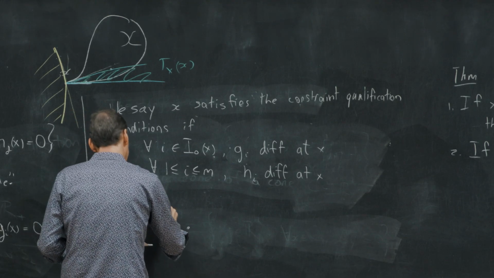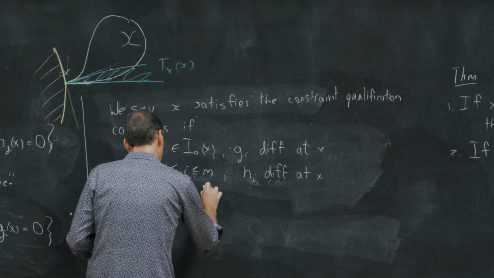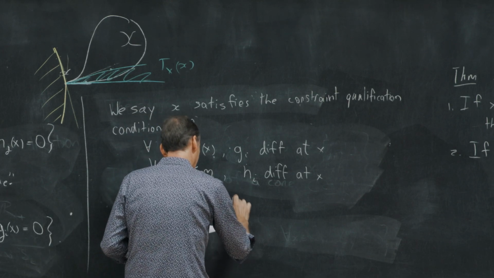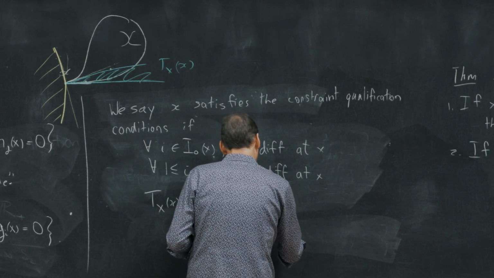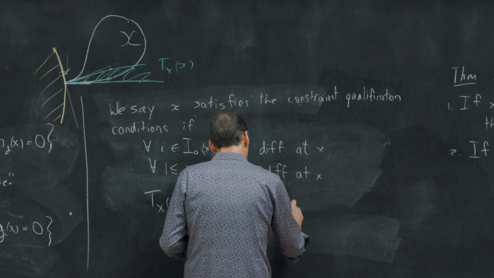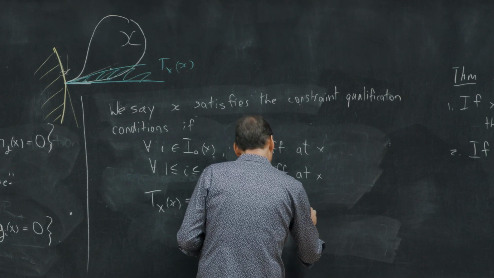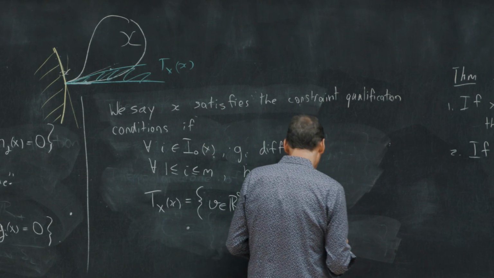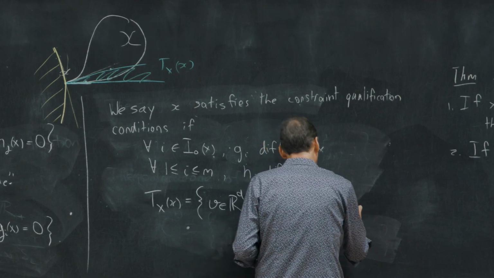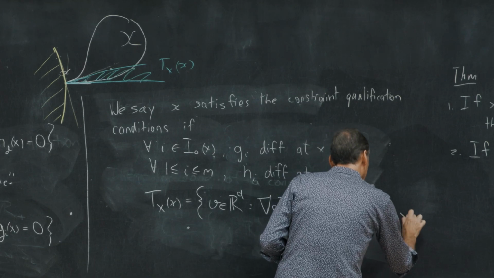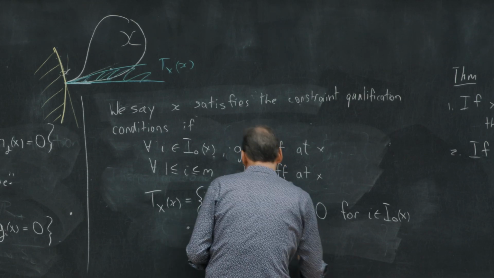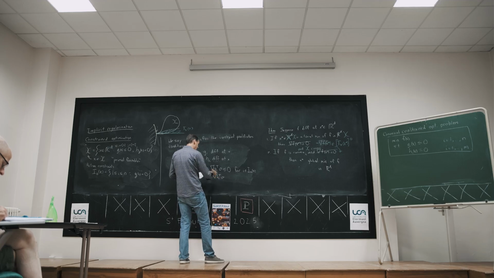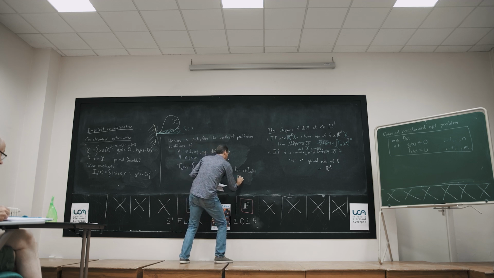And the tangent space at x is the set of directions where the gradient of g_i in that direction is non-positive for active constraints, and the gradient of all of the functions defining the equality constraints is 0 for all m of those.